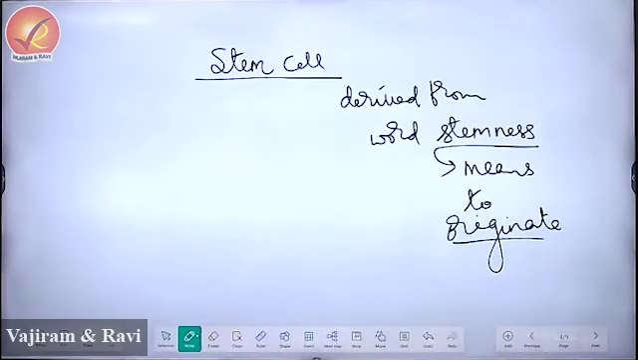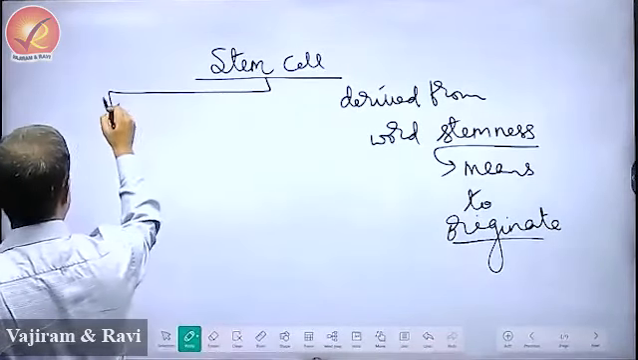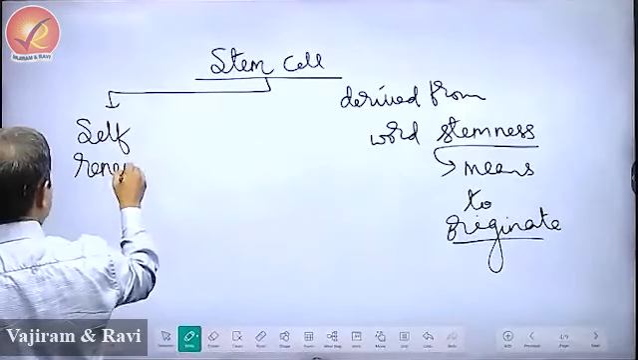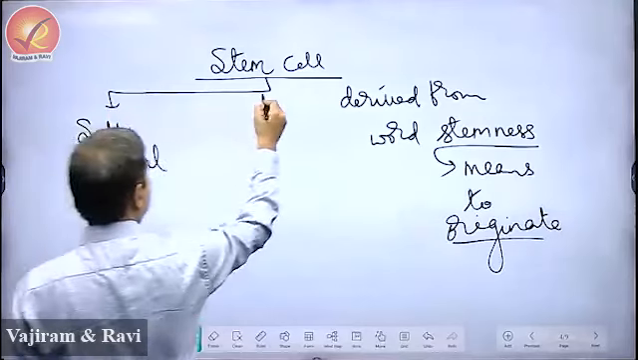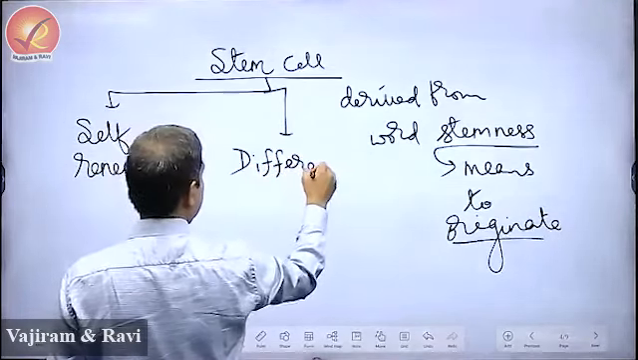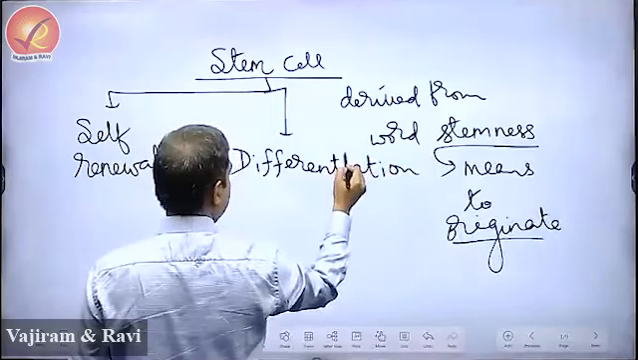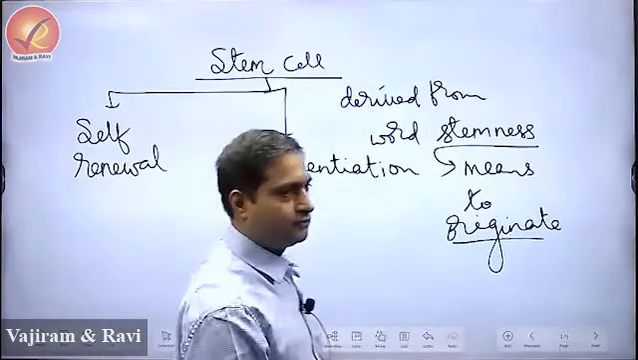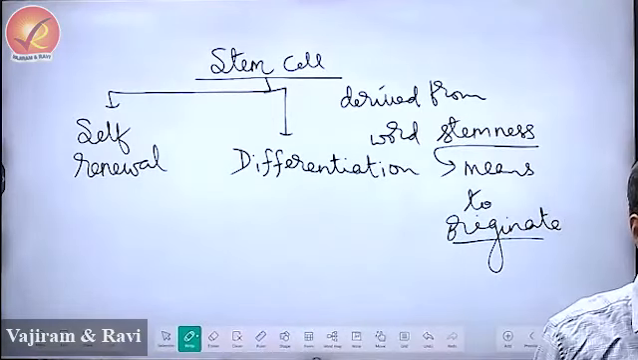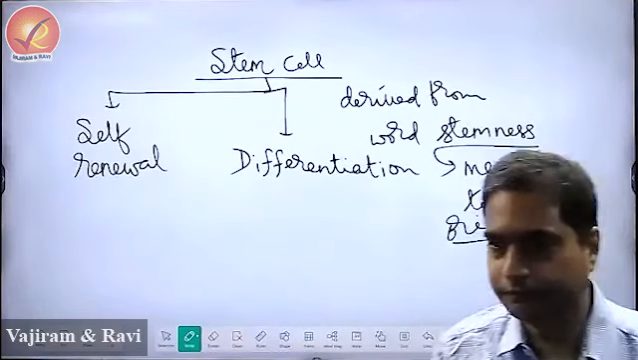And this will happen only when there are two fundamental properties associated with the stem cell. One is self-renewal. Another one is differentiation. So two fundamental properties of stem cells are self-renewal and differentiation.